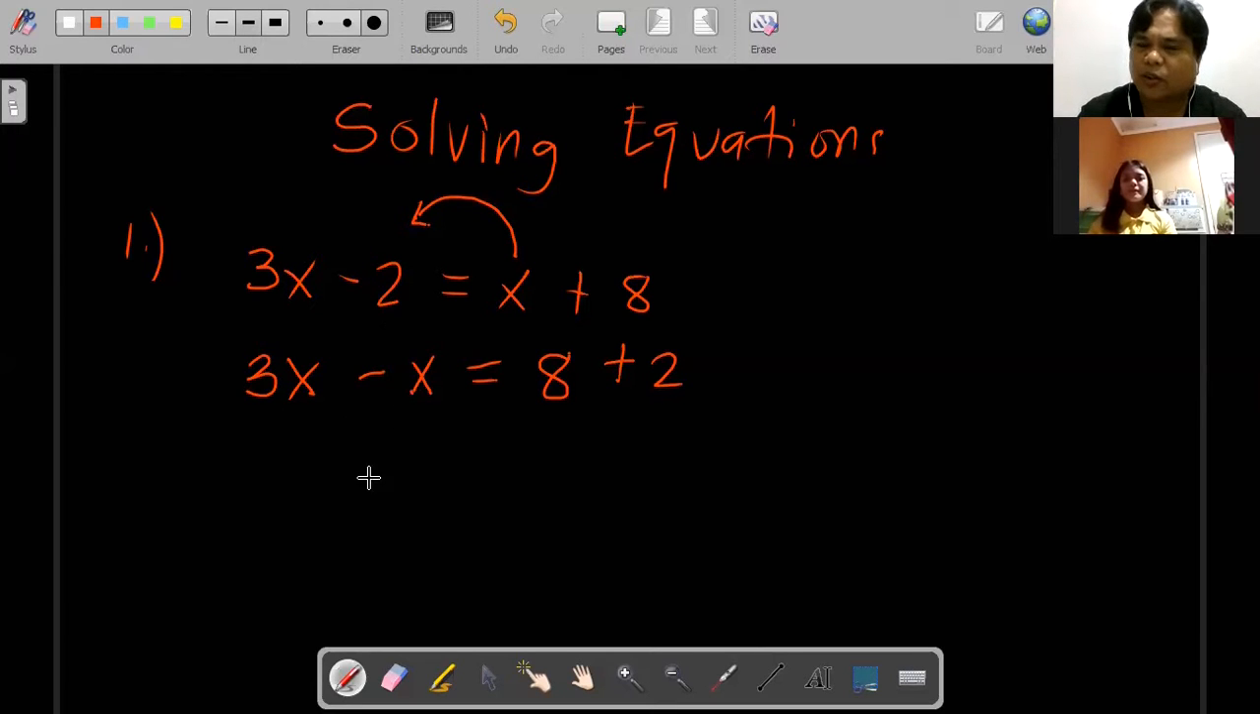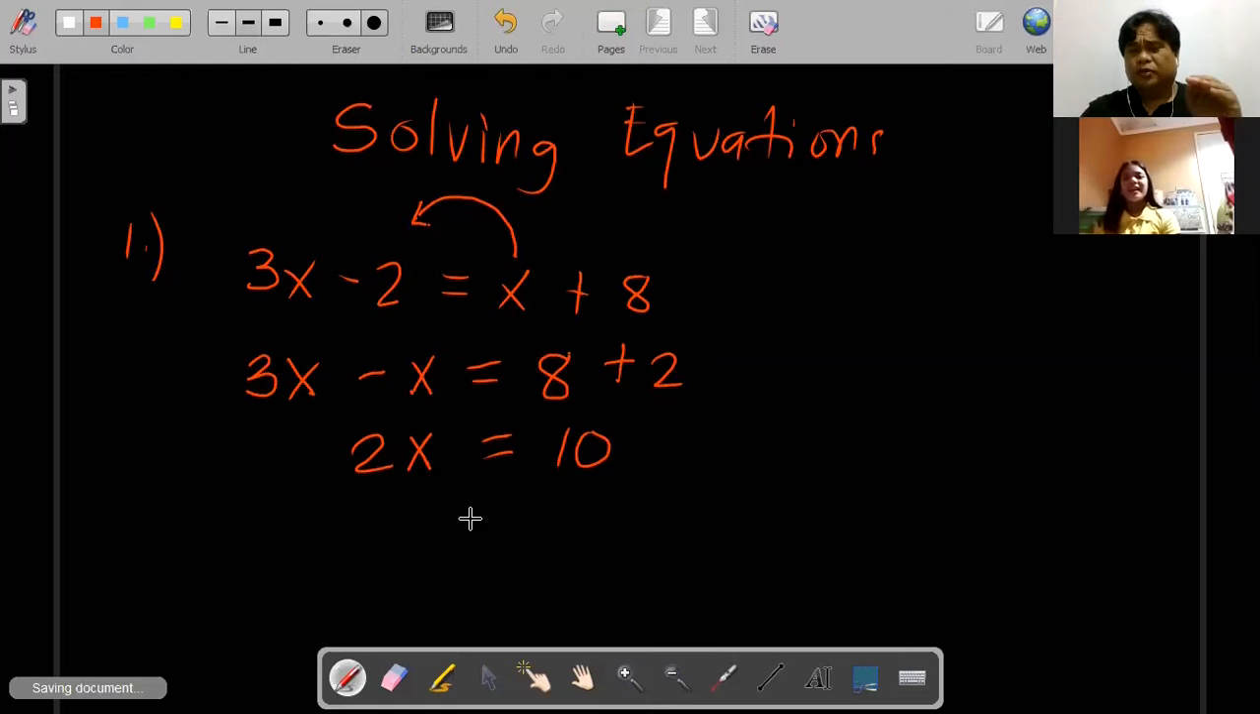Okay. So 3x minus x, what do you get? 2x. Yes. Thank you so much, Fion. So you have 2x is equal to 8 plus 2, that's 10. And then divide by 2. Yes, we're not done yet. We need to take out this one, right? We have to get rid of this 2 here. Simplify. How do we get rid of that?